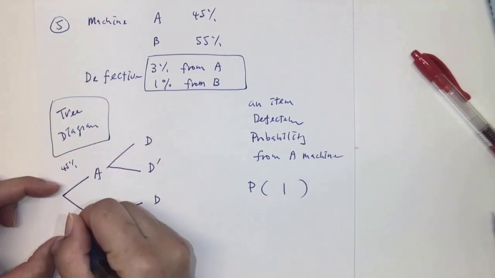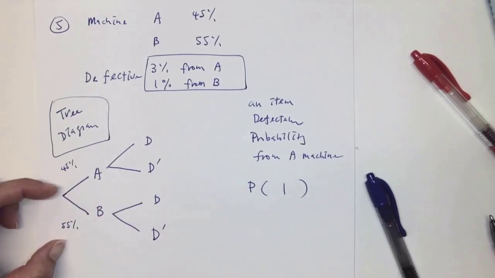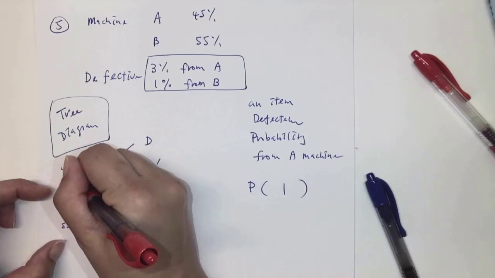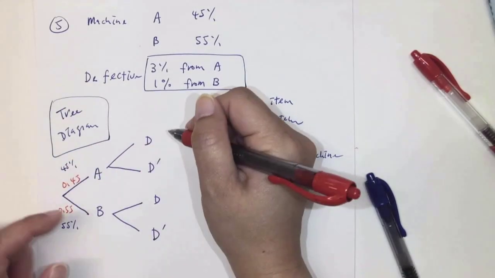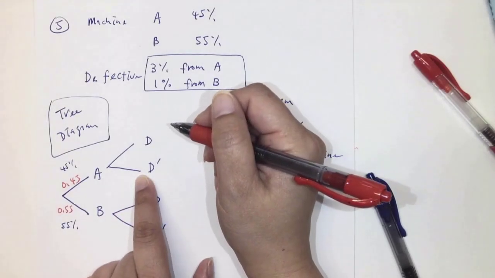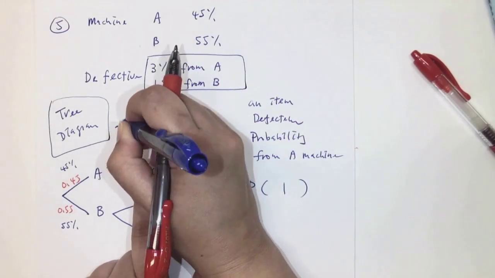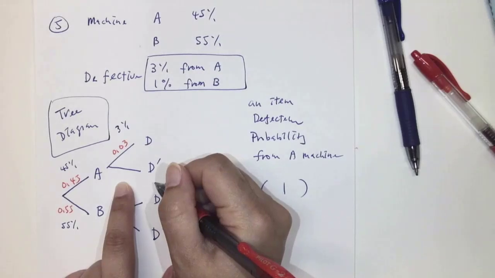45% from A and 55% from B. So together they should add up to 100%. Can you change them to decimals? 0.45 and 0.55. How many are defective from A? 3%, meaning 0.03. So how many of them are not defective?